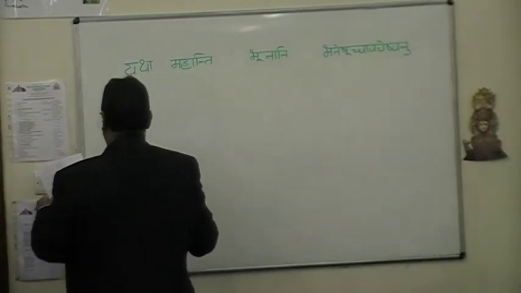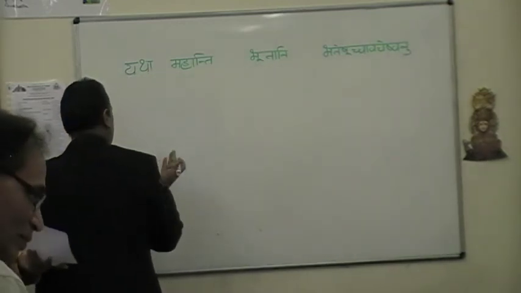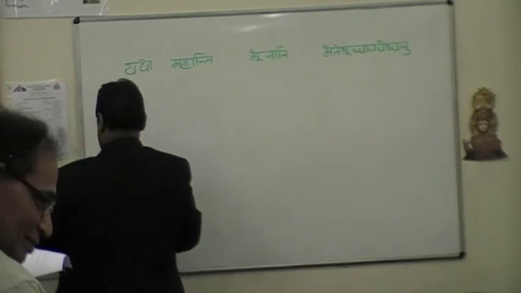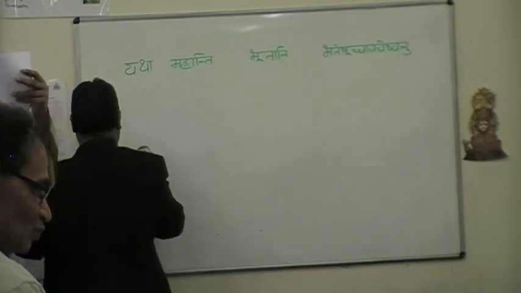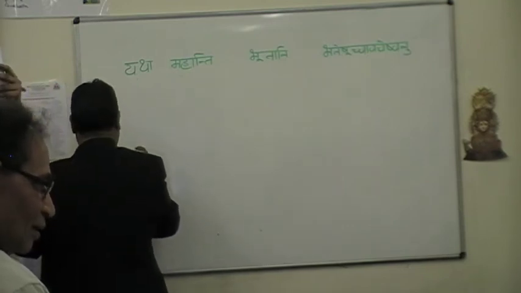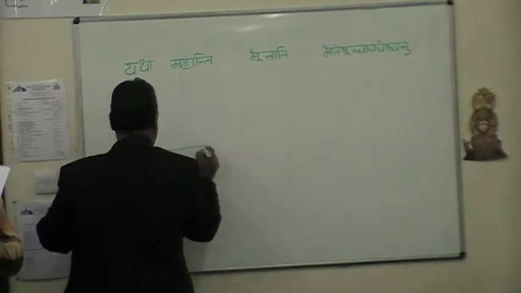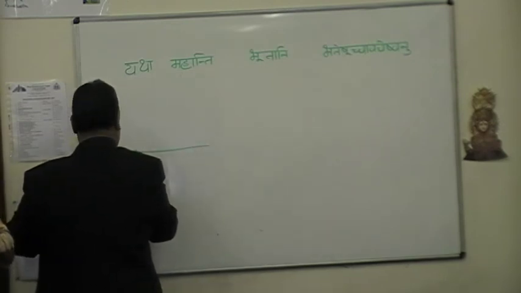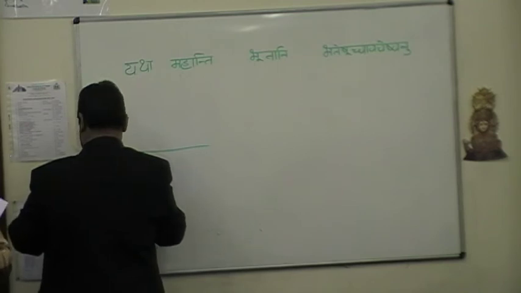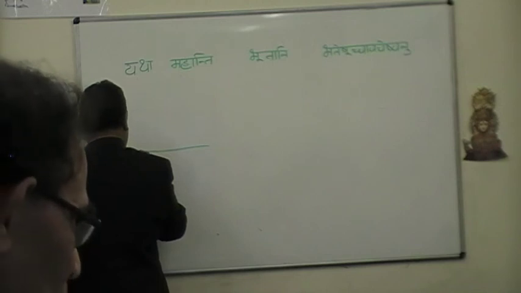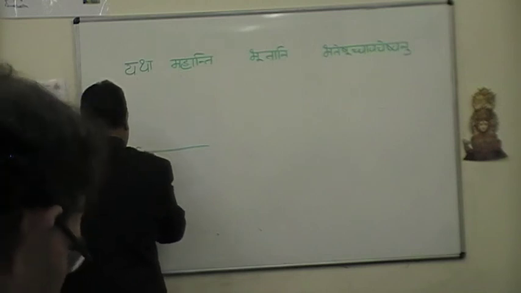One example: param. We say Parameshwar, Param Ishwar. So param means highest. There are lots of meanings, but what meaning we take depends on which fits properly in the sentence. But we should know all the meanings, then only can we understand more.